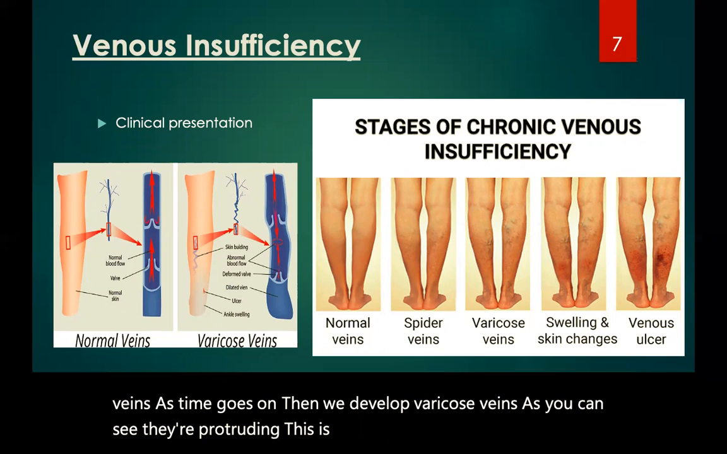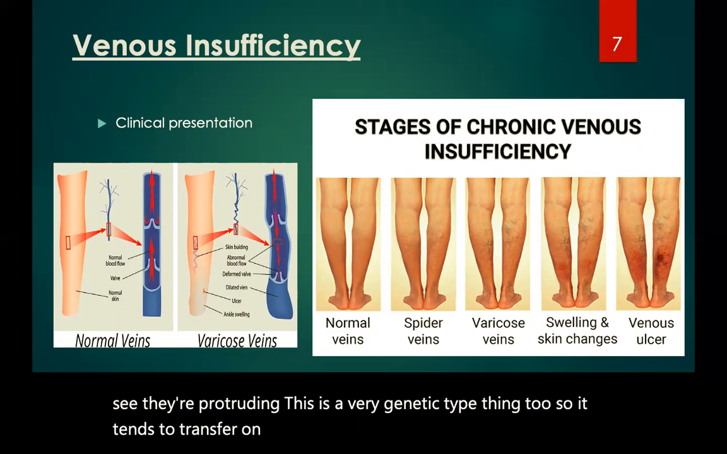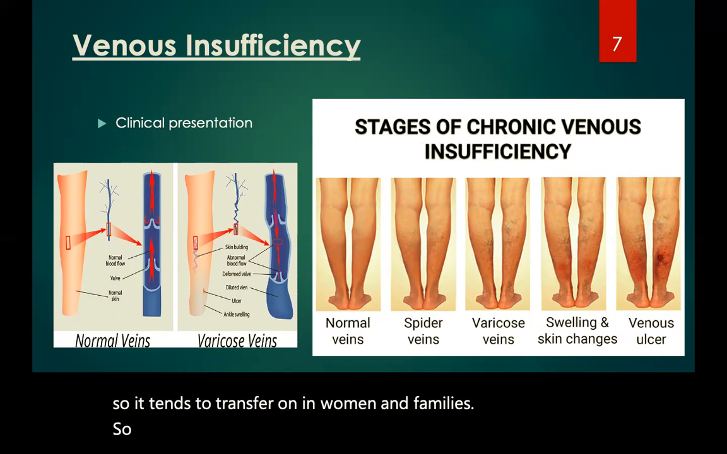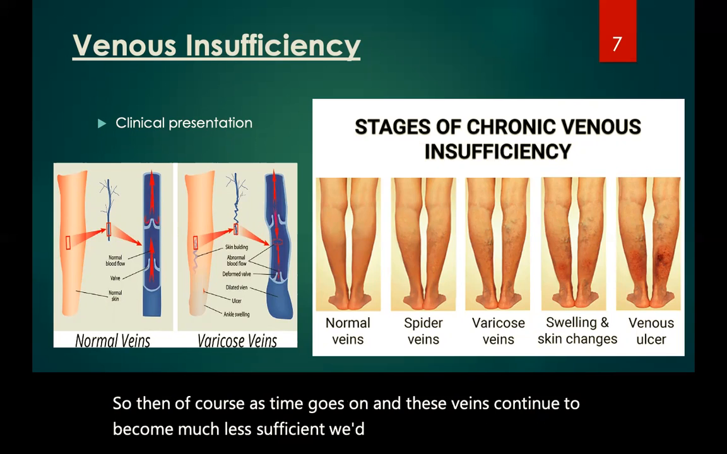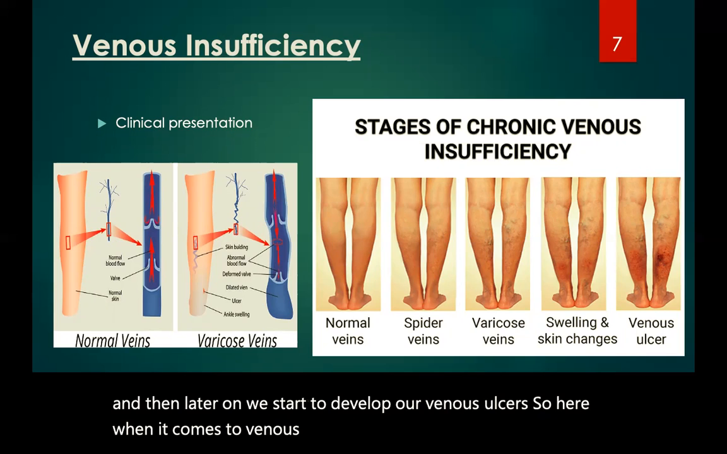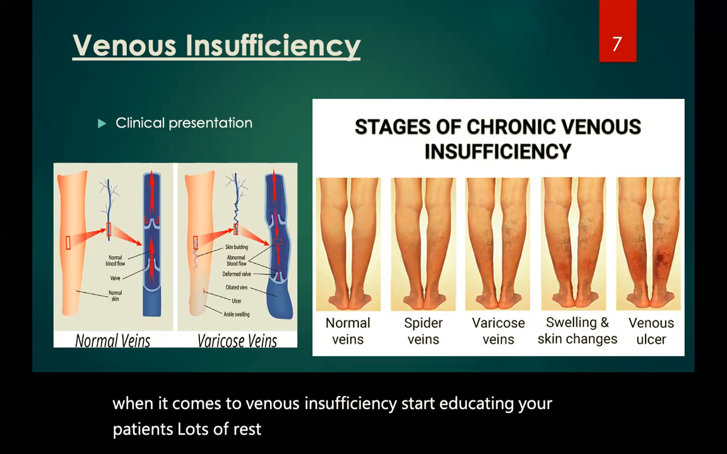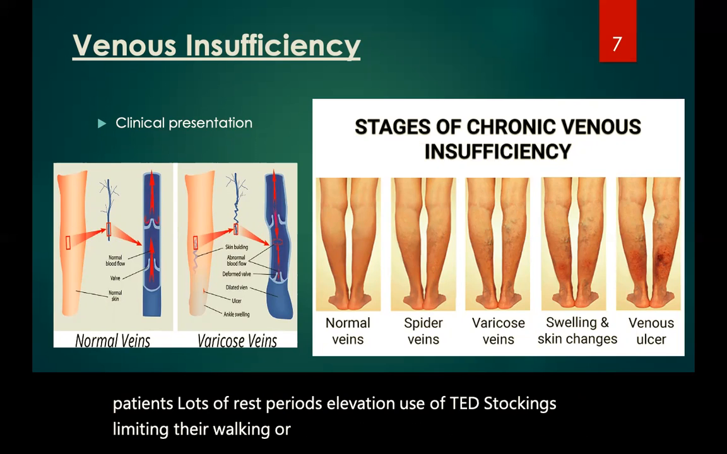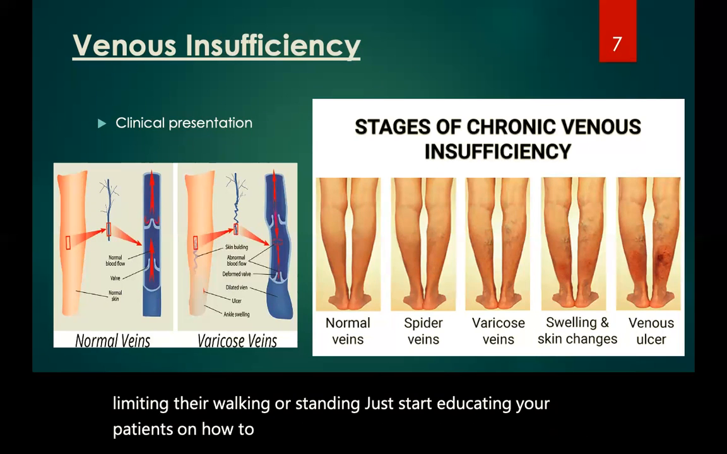This is a very genetic type thing too, so it tends to transfer on in women and families. Then, of course, as time goes on and these veins continue to become much less sufficient, we get swelling and skin changes. And later on, we start to develop venous ulcers. So when it comes to venous insufficiency, start educating your patients: lots of rest periods, elevation, use of TED stockings, limiting their walking or standing. Start educating your patients on how to prevent things from getting worse.